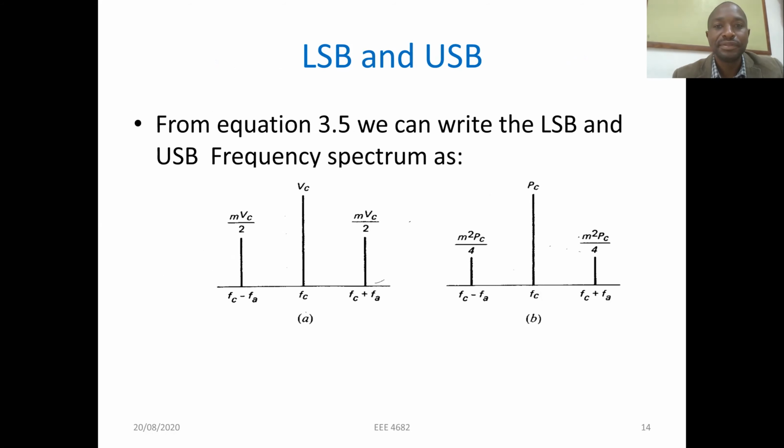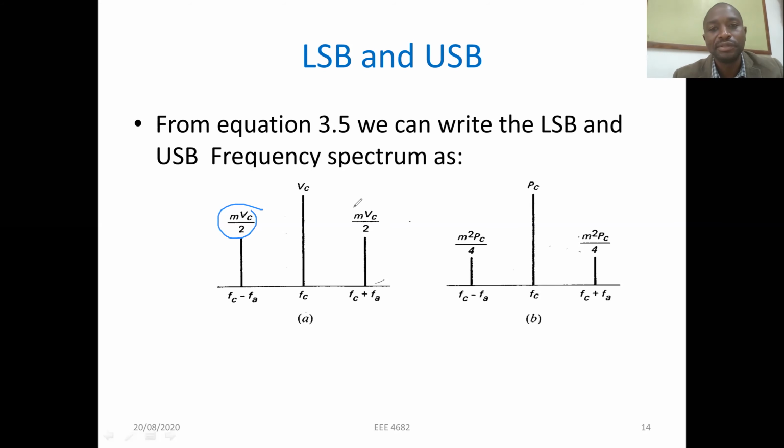Now, from equation 3.5, we can also write the lower sideband and upper sideband frequency spectrum as shown in figures A and B here. You'll notice that in this figure, like I noted, you have mVC over 2, which is basically the amplitude of the lower sideband being equal to the amplitude of the upper sideband. VC is the amplitude of the carrier. And down here is indicating the lower sideband being equal to FC minus FA, and the upper sideband is nothing but the carrier frequency plus the modulating frequency.